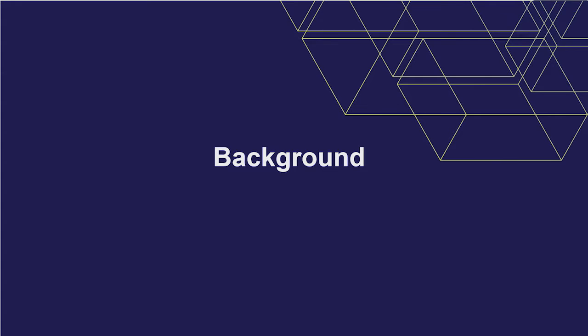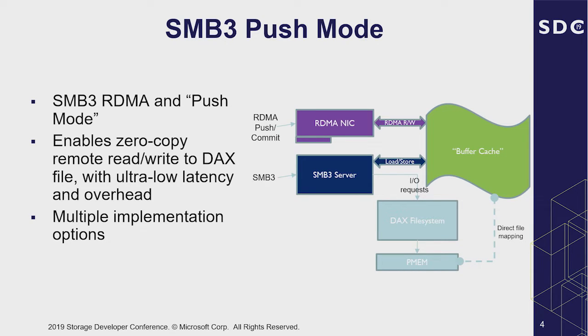So, background. Here's a picture you may have seen before called push mode, and it shows SMB3 using RDMA in push mode. Push mode effectively enables zero-copy remote read and write, primarily write, but read and write, to a DAX, direct access file, that is a file that resides in a PMEM, in a persistent memory device that's been mapped as a file system in Windows. This is all standard stuff. Windows has supported RDMA since 2012 and has supported DAX since 2016, all right? So you can build this system apart from the protocol plumbing today. You could have built it 3 or 4 years ago.